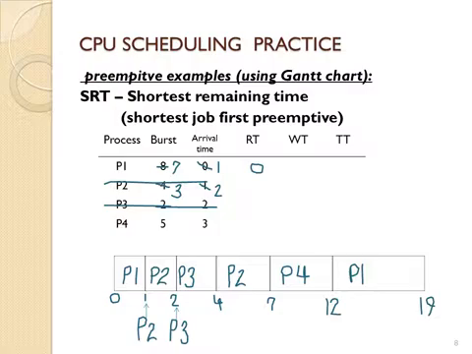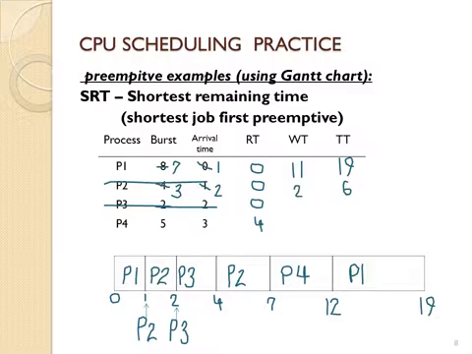So P1 arrived at time 0, first got on the CPU at time 0, so P1's response time is 0. P2 arrived at time 1, first got there at time 1, response time of 0. P3 also has a response time of 0, and P4 has a response time of 4. P1 has a turnaround time of 19 and a wait time of 11. So that means that P1 spent 19 time units active in the system and 11 of those waiting.